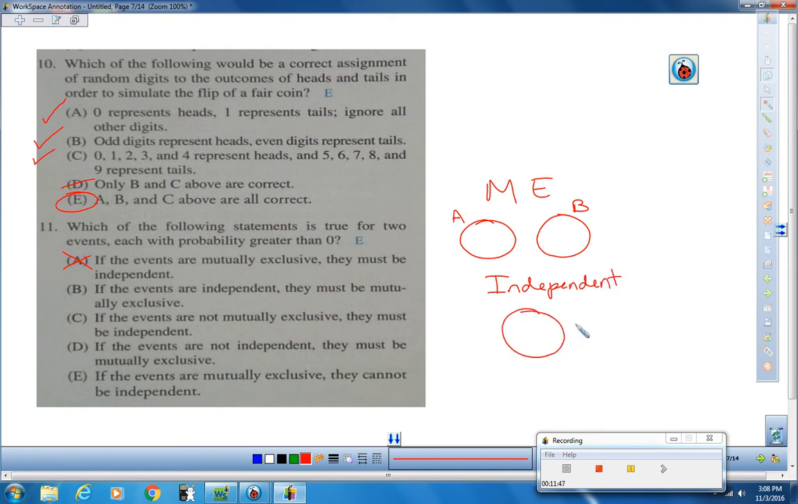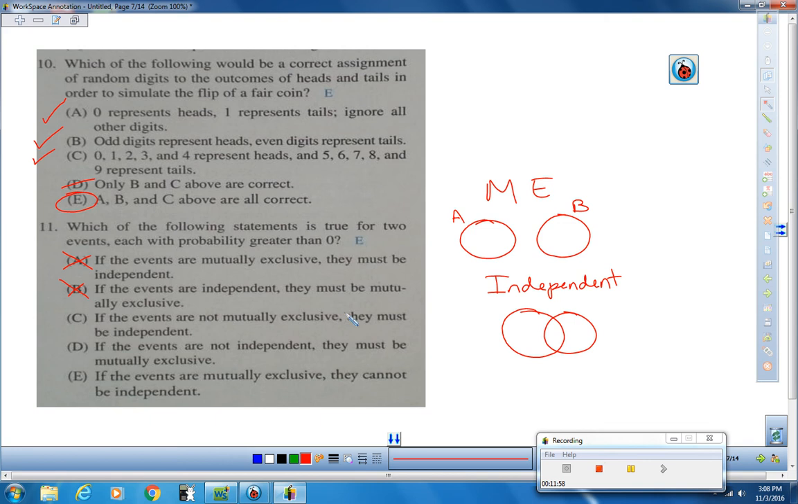Mutually exclusive is dependent. It's part of the family of dependent events, whereas independent events cannot possibly be mutually exclusive. So that also makes us cross out B. If the events are not mutually exclusive, they must be independent. That one's false as well. If they're not mutually exclusive, they could be independent, but they could also be dependent.